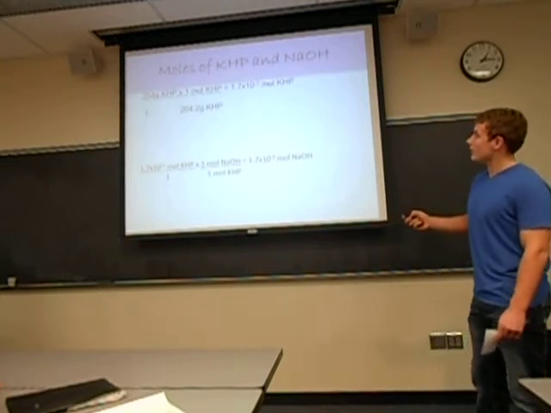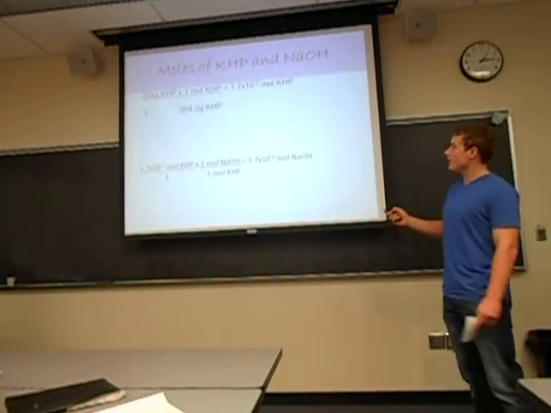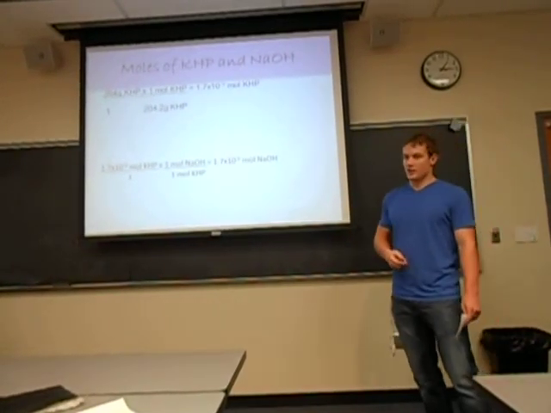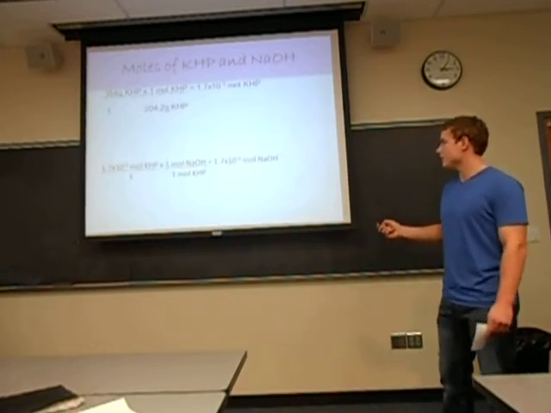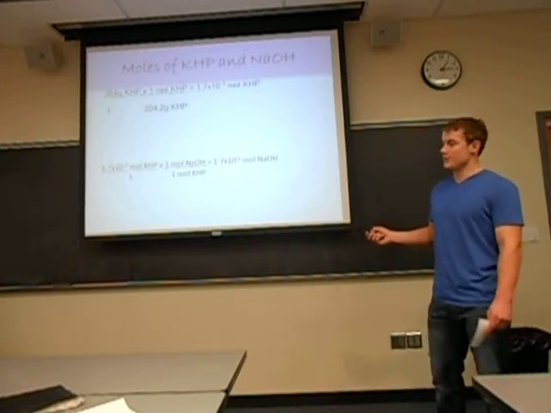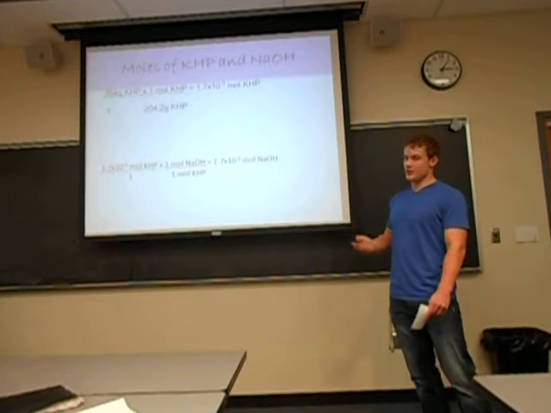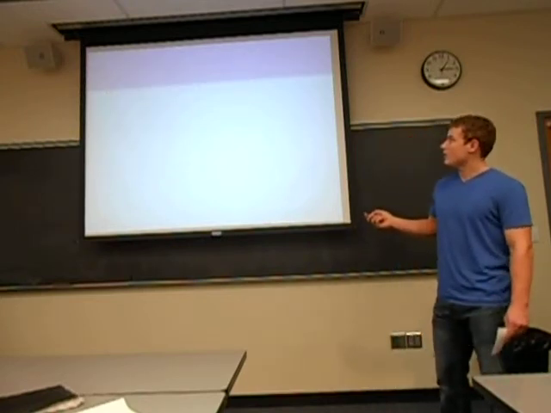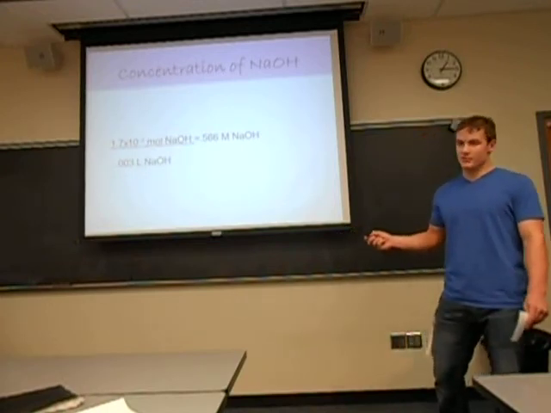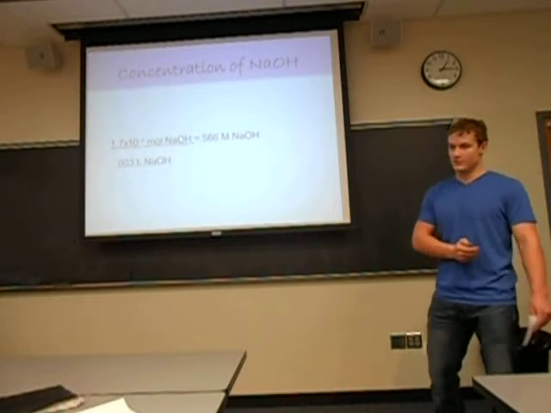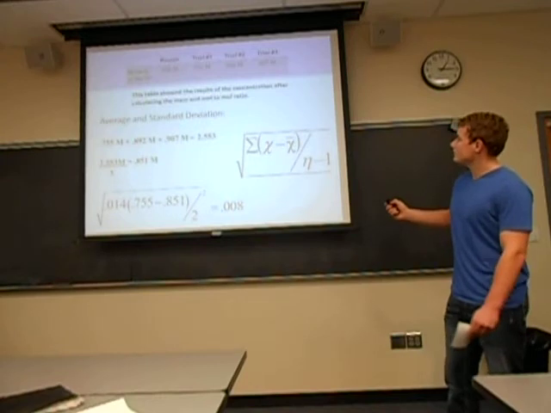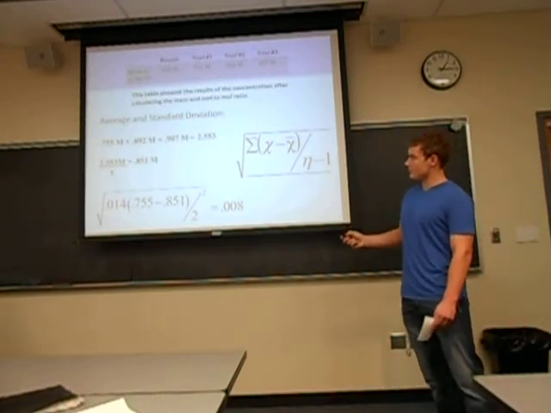We took our grams of KHP and divided it by the molar mass of KHP to determine the moles of KHP. Since finding the sodium hydroxide molarity involves a 1-to-1 ratio, all you have to do is multiply it by 1 mole of NaOH. Then you take the moles of NaOH and divide it by your volume in liters, and that gives you the molarity of your NaOH. This was done for all of our trials, and our average and standard deviation were calculated.